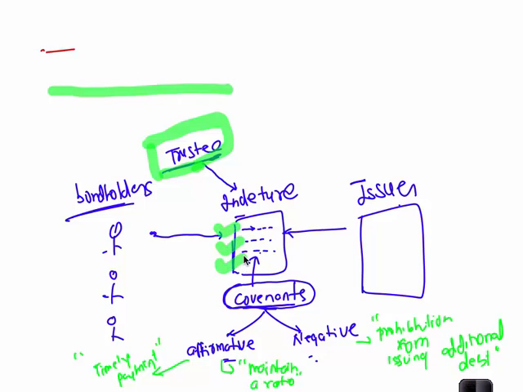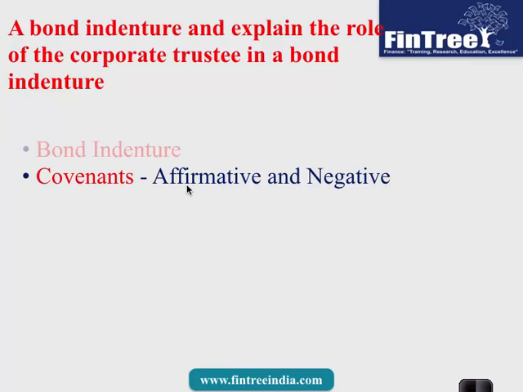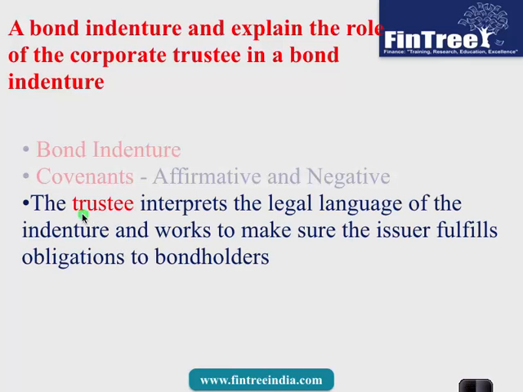It is his job to interpret each of those covenants, and in case there's a default, then come up with whatever the default scenario obligations are. That means if the interest is not paid on time, then it is the responsibility of the trustee to initiate the other processes. Trustee is a third party. Are we good with this? So covenants we have discussed. A trustee interprets the legal language of the indenture and works to make sure the issuer fulfills all the obligations to the bondholders.